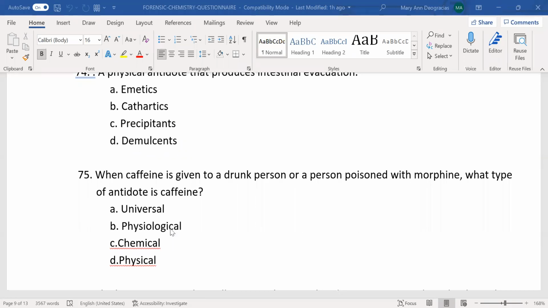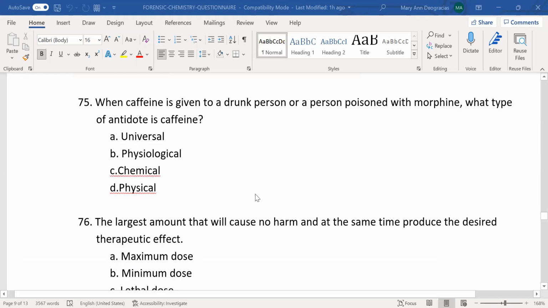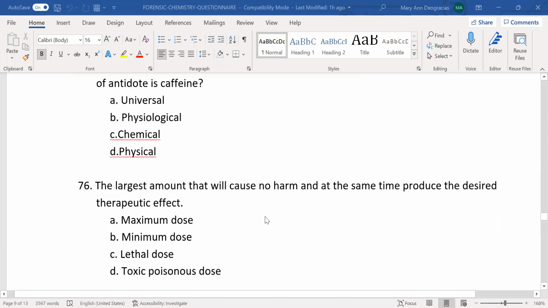Alright. Specific yan eh. 'Di ba? Ito, common yan eh. Caffeine given to a drunk person. Okay, 'di ba ang pangontra is chemical test, a chemical antidote. The largest amount that will cause no harm and at the same time produce the desired therapeutic effect. A, maximum. B, minimum. C, lethal dose. D, toxic poisonous dose.